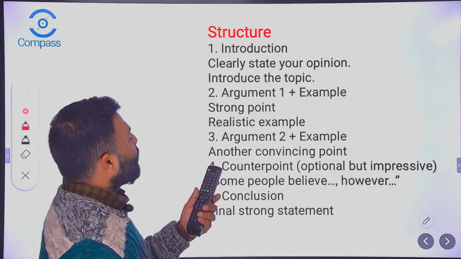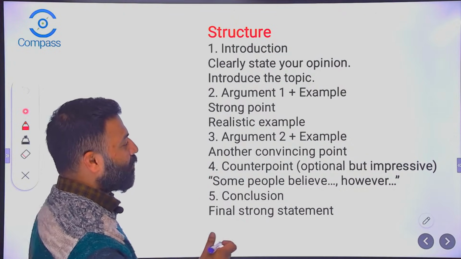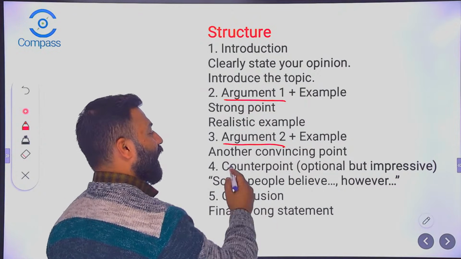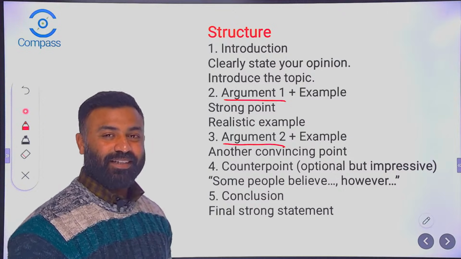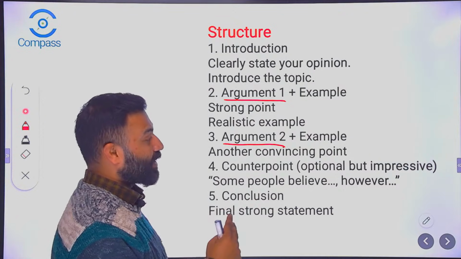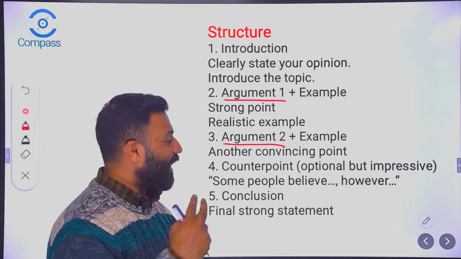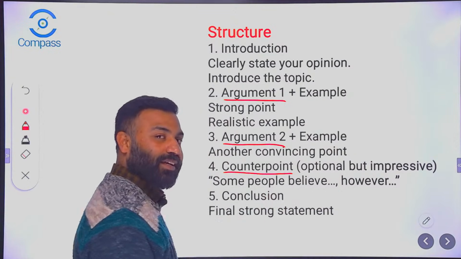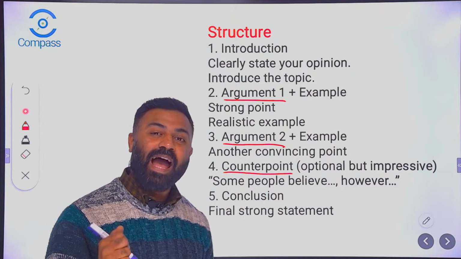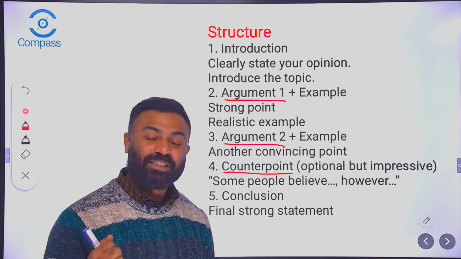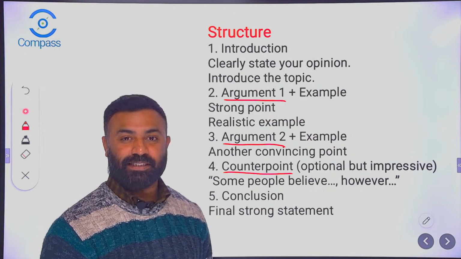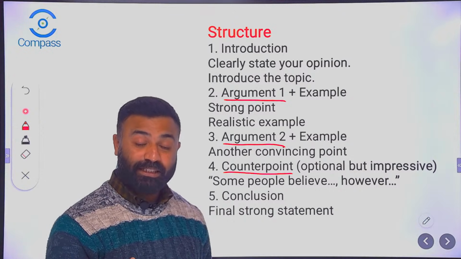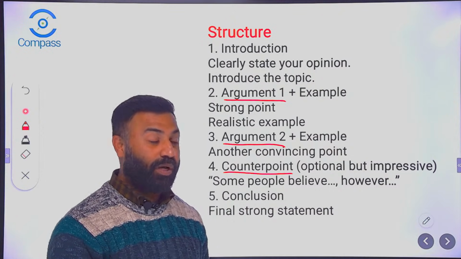Okay, third, the second argument is going to come. Second argument, again an example and another convincing point. So how many examples? Two examples, two arguments and two points. Okay, fourth is the counterpoint. This acts like a hammer. The last blow that you are going to give in your essay, this is going to be the final blow. It can be against the topic, it can be for the topic, the last blow, and very important.